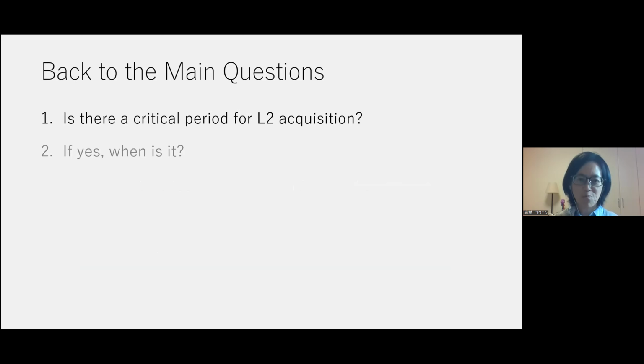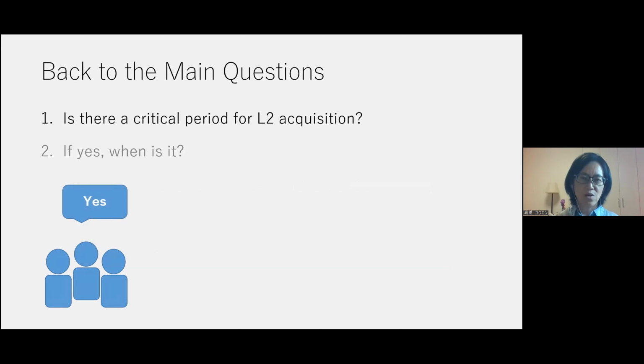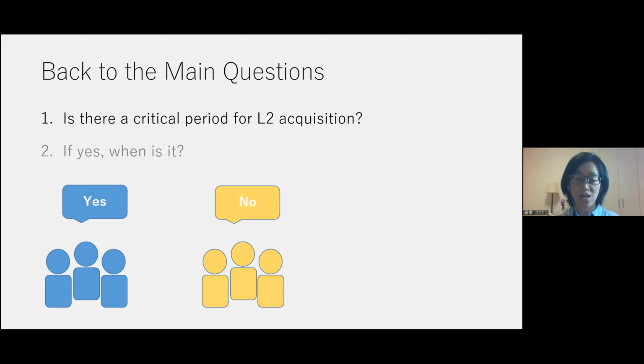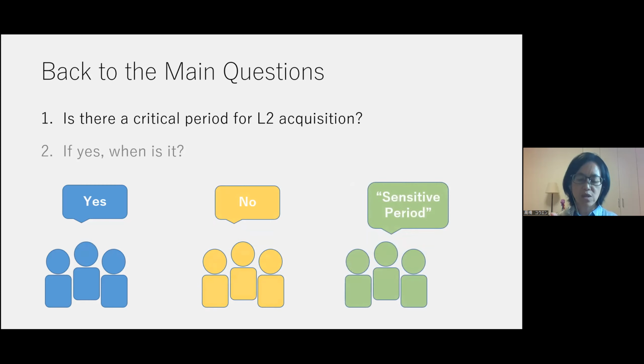So the two main questions: is there a critical period for L2 acquisition? Among all the different research, the conclusion is, well, some people say yes, there is a critical period. Some people say no, there is no such thing as a critical period, even though there is the age effect, there's no clear cut. And then there's a group of people taking the middle road and saying, maybe there is something called a sensitive period.